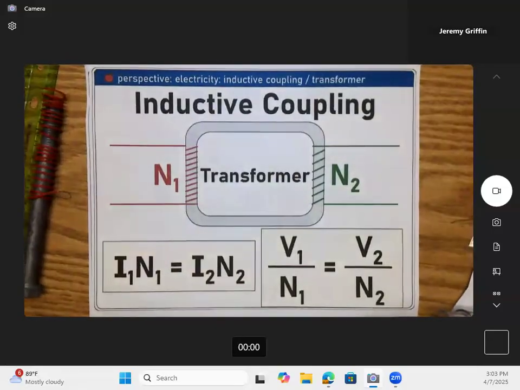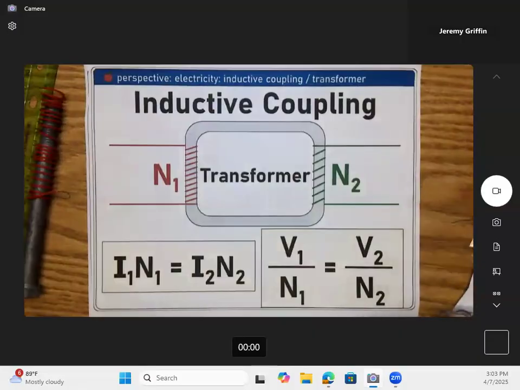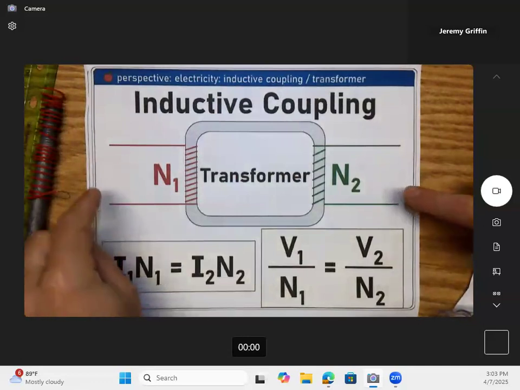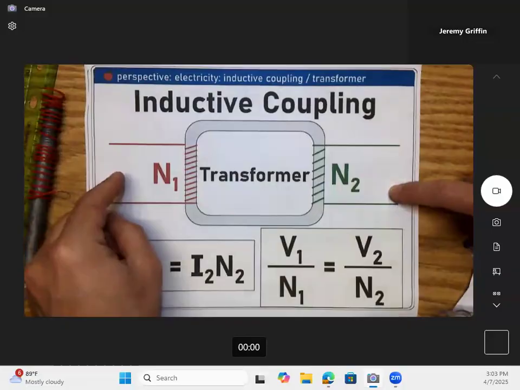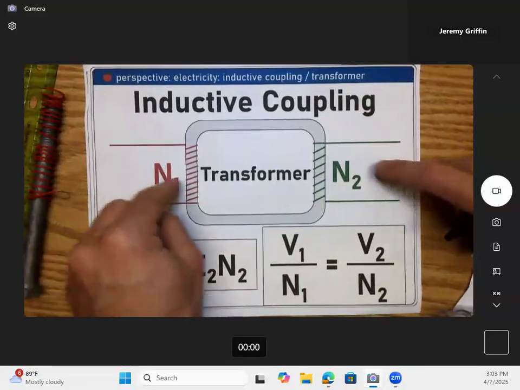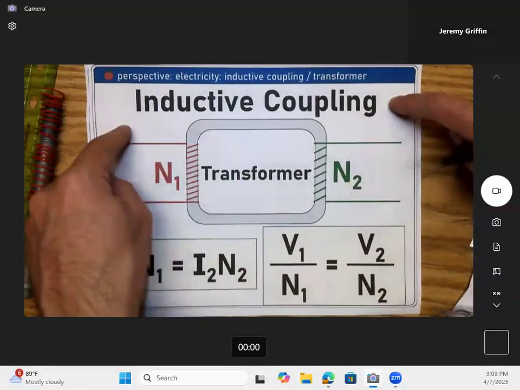And oh, inductive coupling. So this you can use to increase and decrease the voltage, right? So here, it's like this. The device is called a transformer. The principle is called inductive coupling.